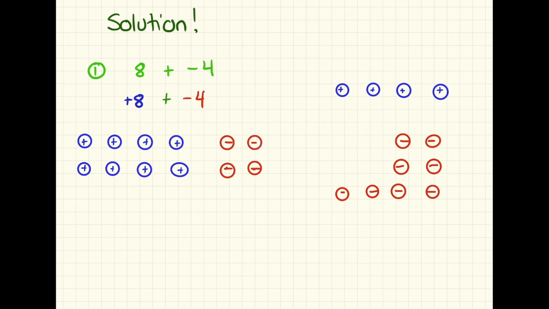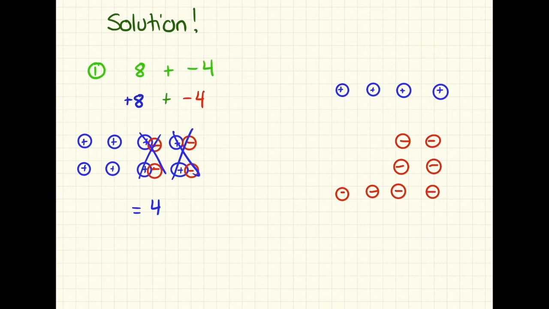But what happens is, of course, you have these that cancel out, and they actually equal 0. So now we can pretend like they are not there. Right, they are just equal to 0. And so what I'm left with is 4 positives. So the answer to 8 plus a -4 is +4, which is just 4.